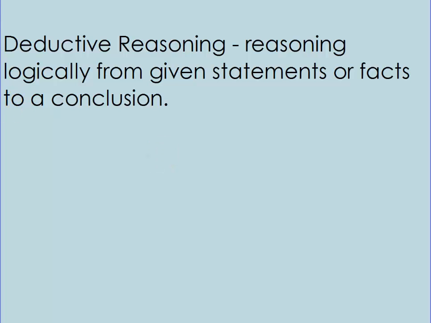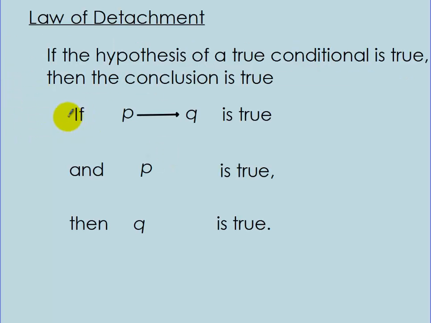So here's two laws that you can use with deductive reasoning. The first is the law of detachment. If the hypothesis of a true conditional is true, then the conclusion is true. That means if P then Q is true, and P is true, then you know Q has to be true. So if I say some hypothesis and you know that's true, you know the conclusion is going to be true. That's all that's saying.